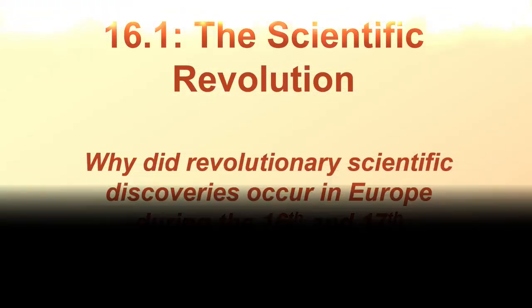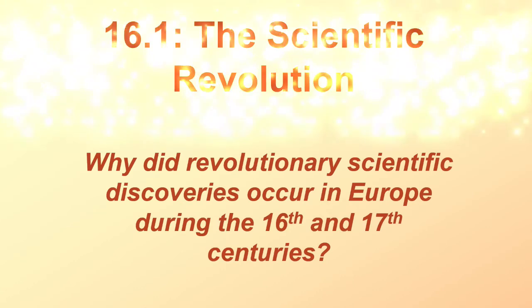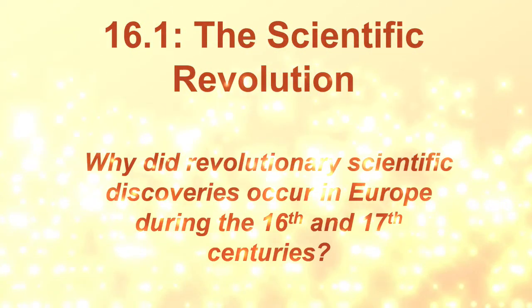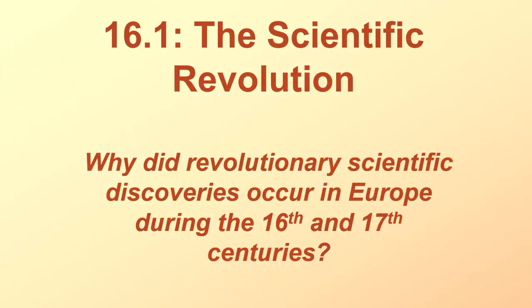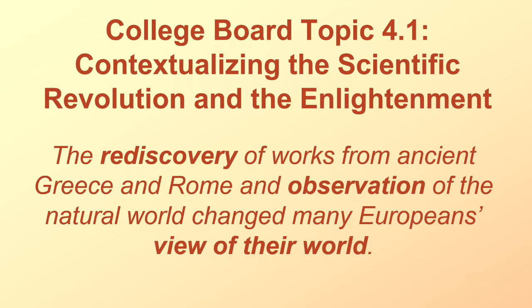This is lesson 16.1, the scientific revolution. Why did revolutionary scientific discoveries occur in Europe during the 16th and 17th centuries? College Board Topic 4.1, contextualizing the scientific revolution and the Enlightenment.